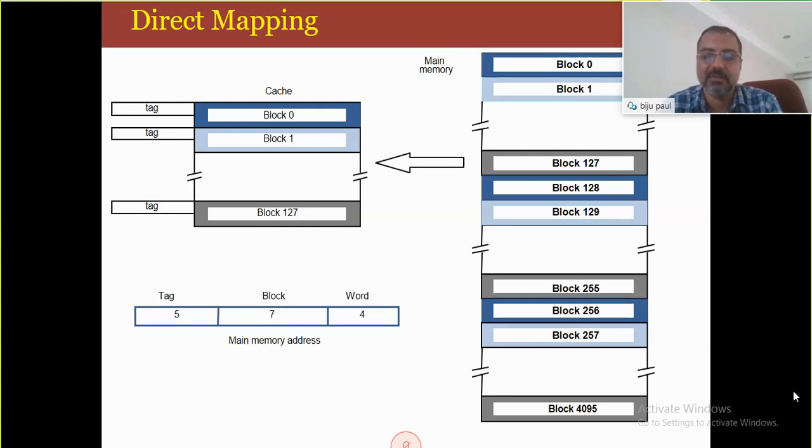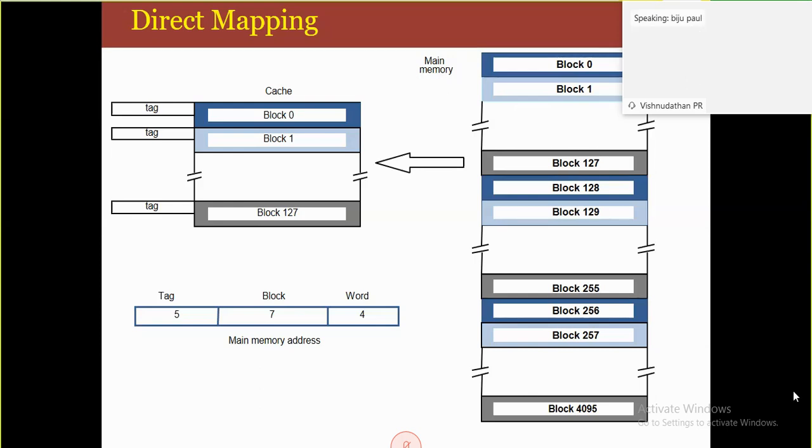Okay, sir, we have another question. Which mapping is used by Windows and Linux? Is there any mapping that is not used at all? It is independent of the operating systems. Okay. We have another question. Please explain associative mapping once again.